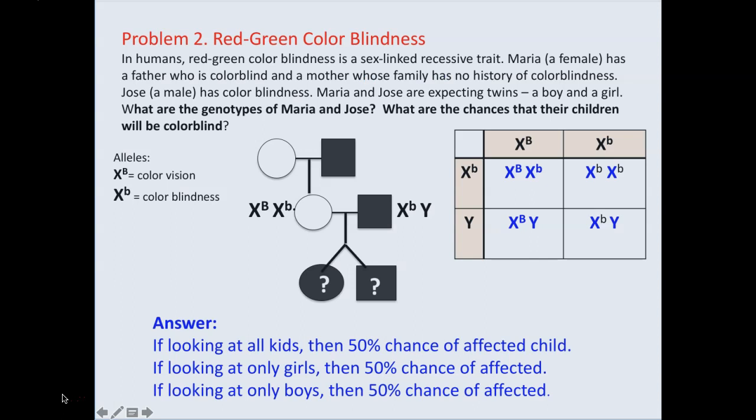Okay, and so here's the answer key. In this case, it turns out it doesn't matter what gender the children are, they will all have a 50% chance of becoming colorblind.